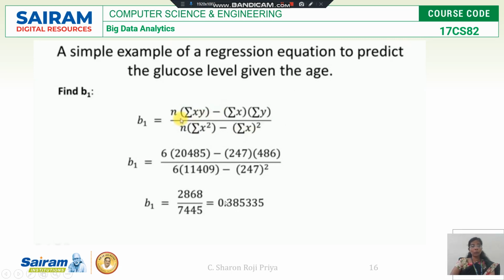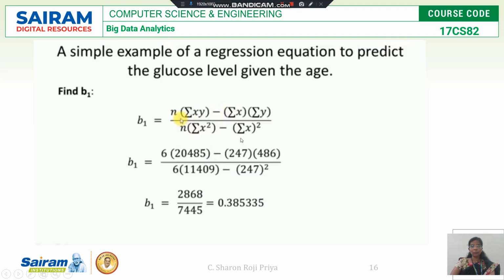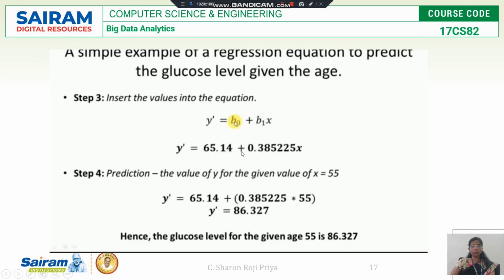Now you can write y is equal to b0 plus b1 x. What is the value of b0? It is 65.14 and b1 is 0.3822, so y equals 65.14 plus 0.3822 into x. Now this is my model. After that, you have to find the value of y when x is 55. That is my question. That is my test data.